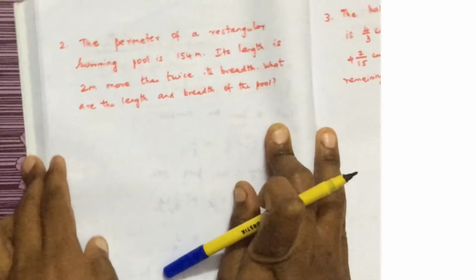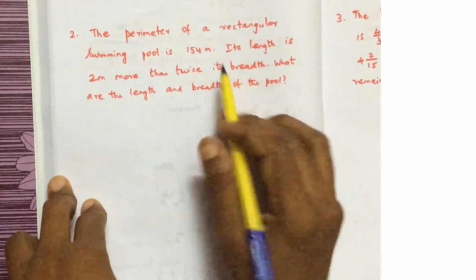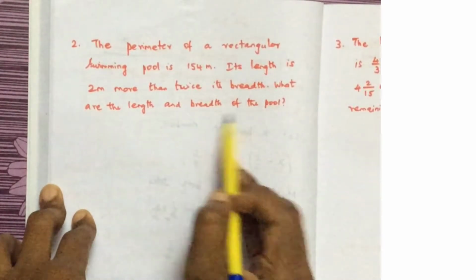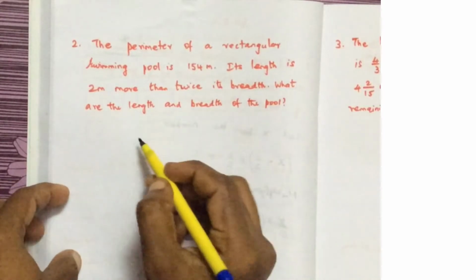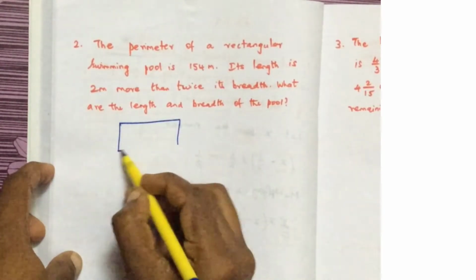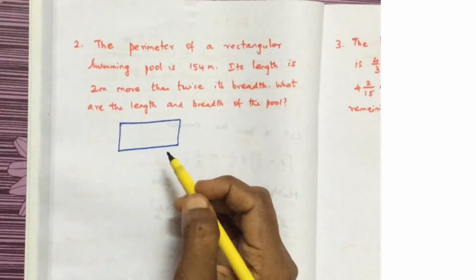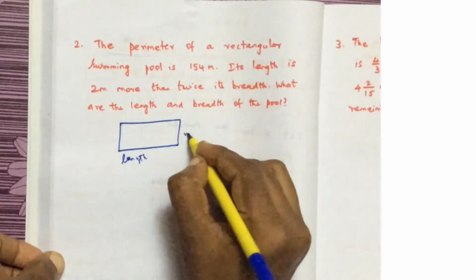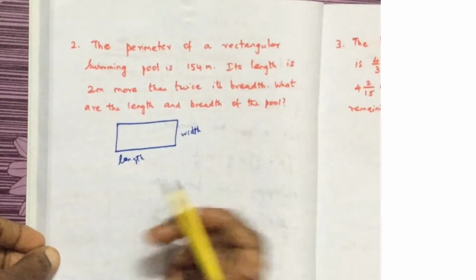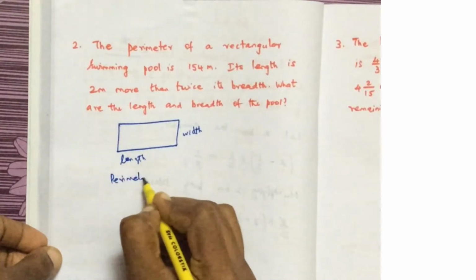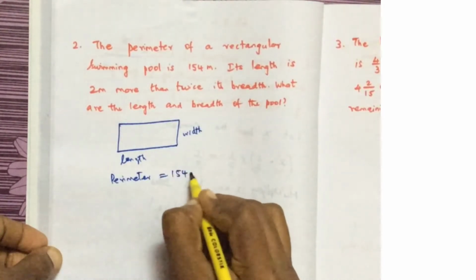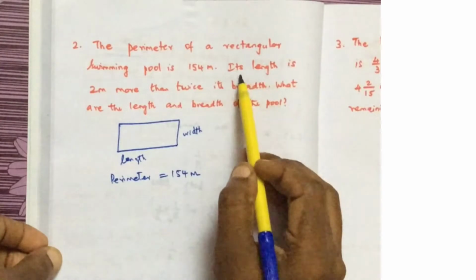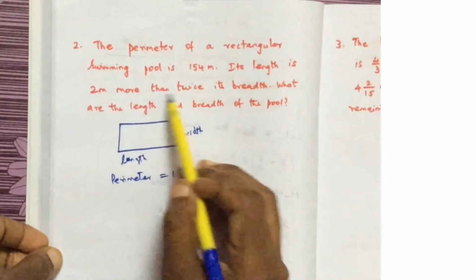The perimeter of a rectangular swimming pool is 154 meter. Its length is 2 meter more than twice its breadth. What are the length and breadth of the pool? Okay, so consider a rectangular swimming pool. This is the length and this is the width. The perimeter is 154 meter. They have given the perimeter, that is 154 meter.